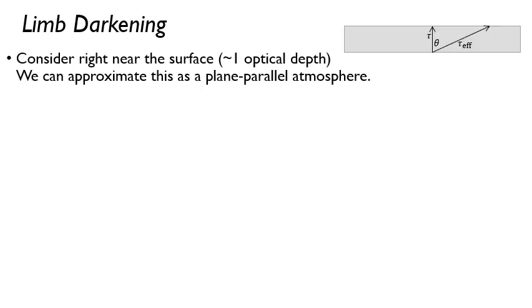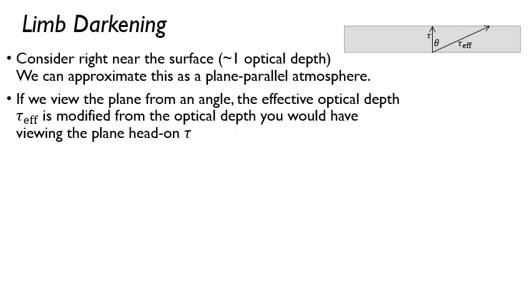This is a phenomenon known as limb darkening for stars. So what we're going to do is let's make an approximation that our atmosphere is plane parallel. So we're looking just right near the surface, roughly 1 optical depth. Okay, so our atmosphere is a very thin slab.